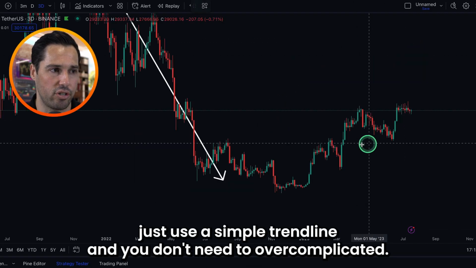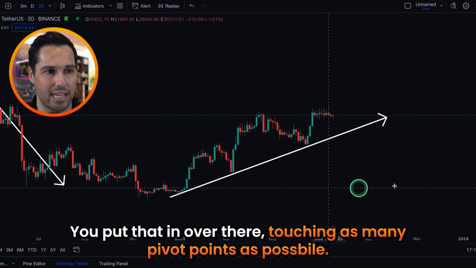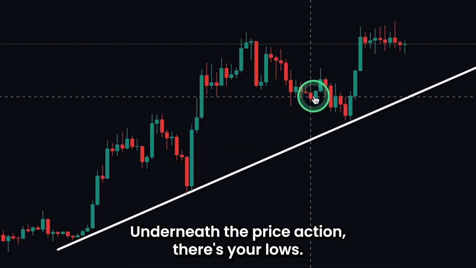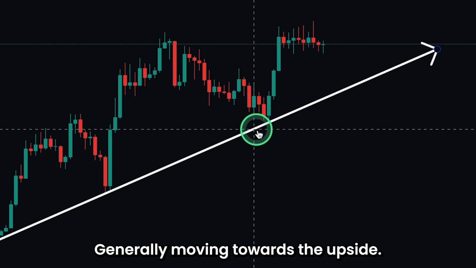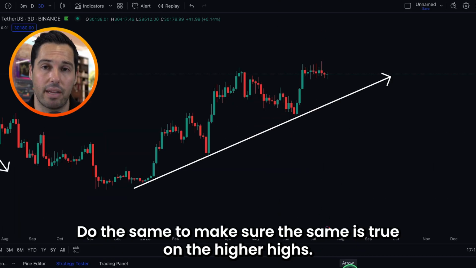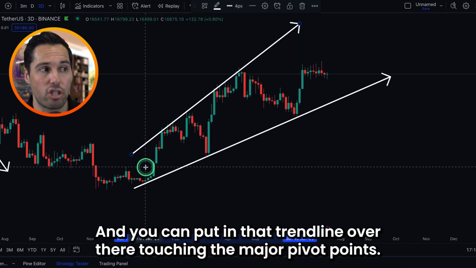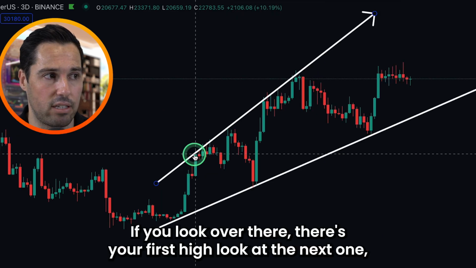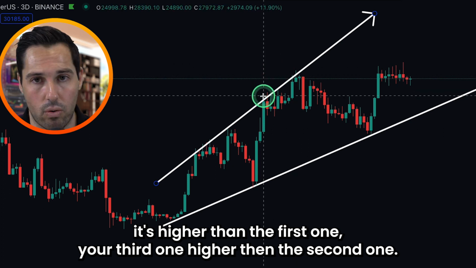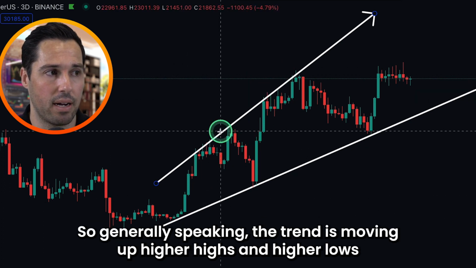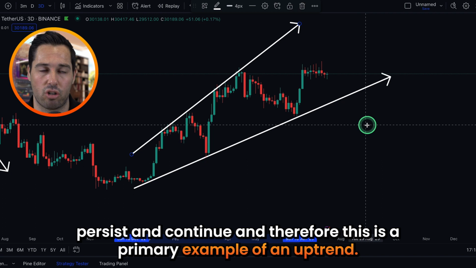Again, if you are confused, just use a simple trend line and you don't need to overcomplicate it. You put that in over there, touching as many pivot points as possible underneath the price action. There's your lows. Higher low, generally moving towards the upside. Do the same to make sure the same is true on the higher highs, and you can put in that trend line over there, touching the major pivot points. If you look over there, there's your first high. Look at the next one. It's higher than the first one. Your third one, higher than the second one. So generally speaking, the trend is moving up. Higher highs and higher lows persist and continue, and therefore, this is a primary example of an uptrend.